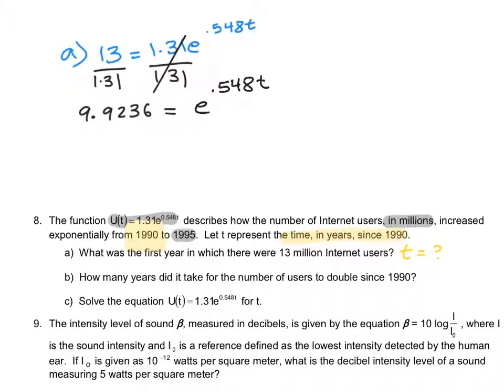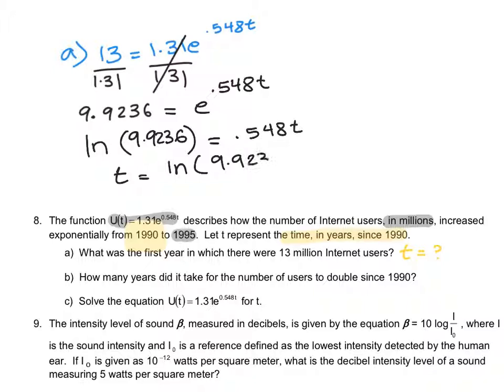Now to get t, I need to use ln. So ln, since the base is e, of the argument equals the exponent. And to find t, I divide ln of 9.9236 by 0.548. And that's going to be 4.25 years. But they're not asking how many years.